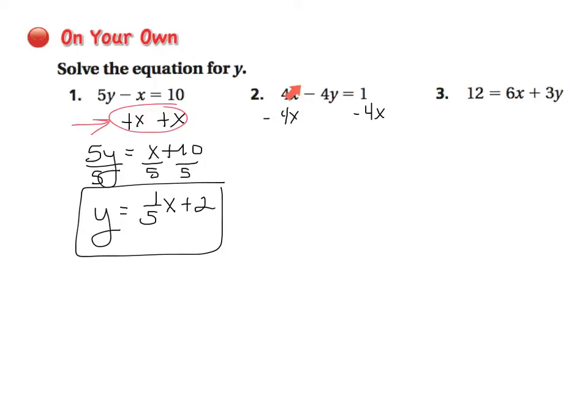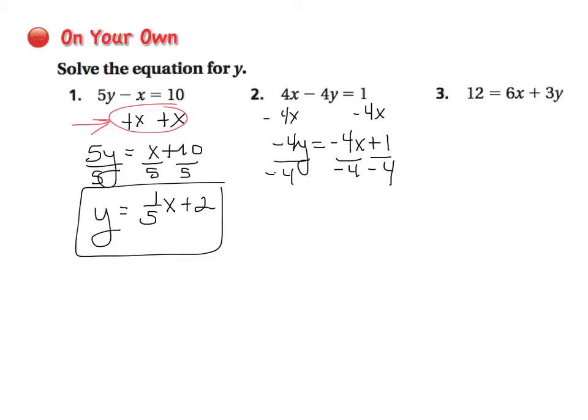I have to move the 4x. That's a plus 4x. So if I move it to the other side, it becomes a negative. So that gives me negative 4y equals negative 4x plus 1, or you could have 1 minus 4x. Either one works. But now I divide everything by a negative 4. That's the mistake I see a lot of. You have to divide everything by that negative 4.